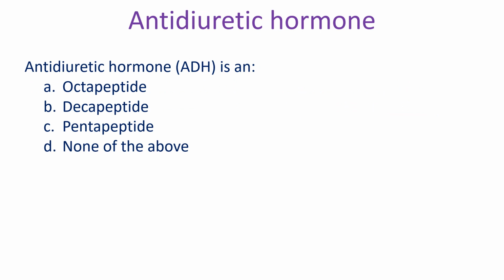Antidiuretic hormone is an: A. octapeptide, B. decapeptide, C. pentapeptide, D. None of the above.